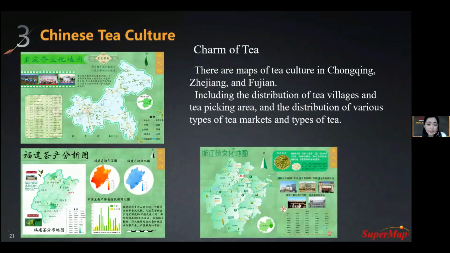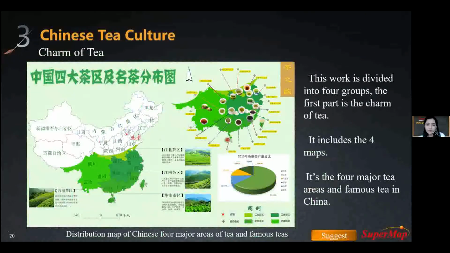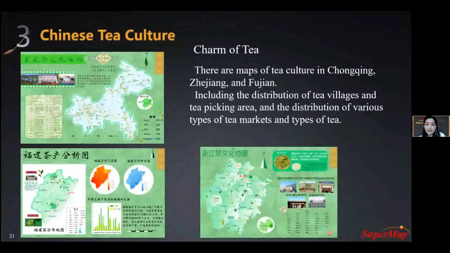And this map is the tea culture in Chongqing province and Zhejiang province and Fujian province. It includes the distribution of tea villages and the tea picking areas. Oh, sorry. This map is about tea culture. So the color of the tea is green, right? So the tone of the schematic map is also green. So this map matches the color and the theme. So it's a really good map.